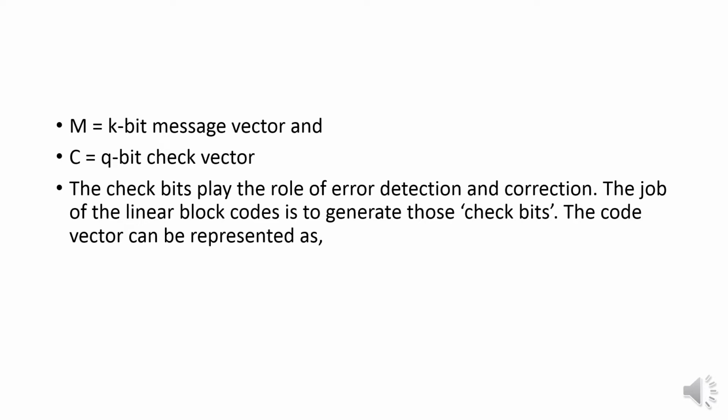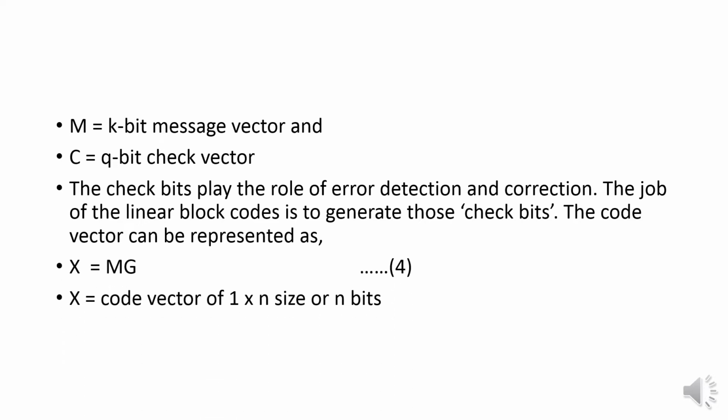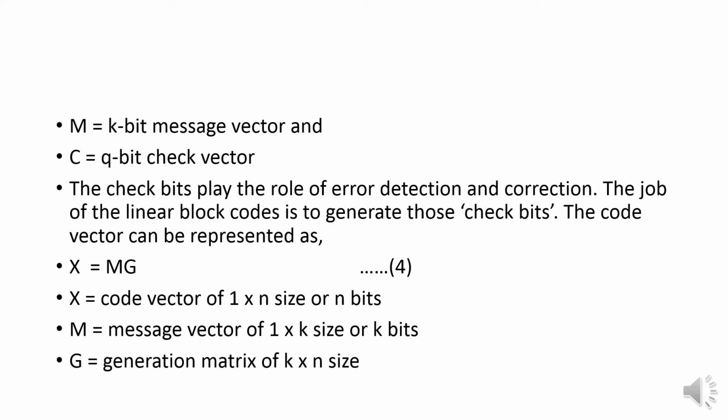The code vector can be represented as x equals m into G. Here x is the code vector of size 1 cross n, or n bits. M is the message vector of size 1 cross k, or k bits. G is the generator matrix of size k cross n.